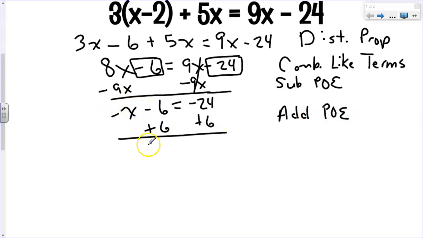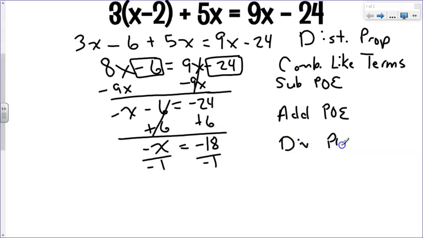So we bring down the negative x. Don't forget your negative. That's 0. And that's going to be negative 18 divided by negative 1. So that is our division property of equality. Negative divided by negative is positive. So x equals 18. Okay.